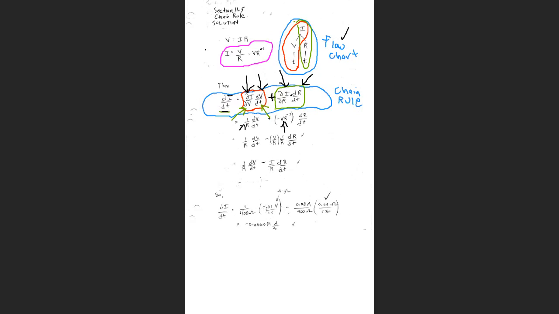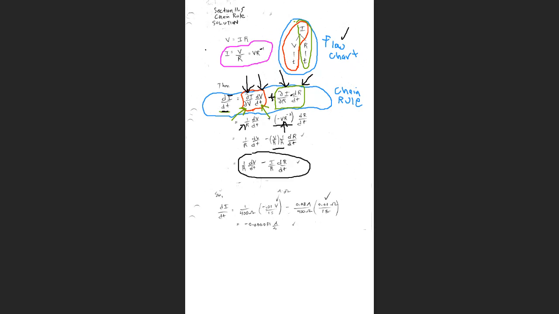Okay, and the second part, this part here, I write that as negative V over R times 1 over R. But V over R is equal to the current. Voltage divided by resistance equals the current. And so we end up with this.